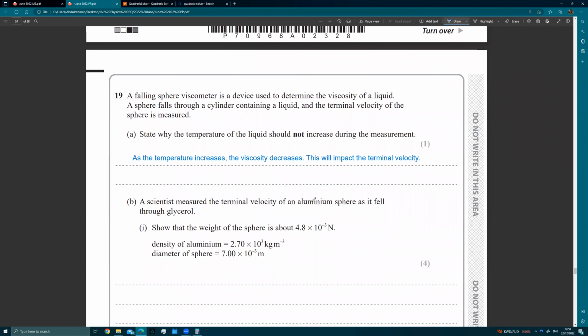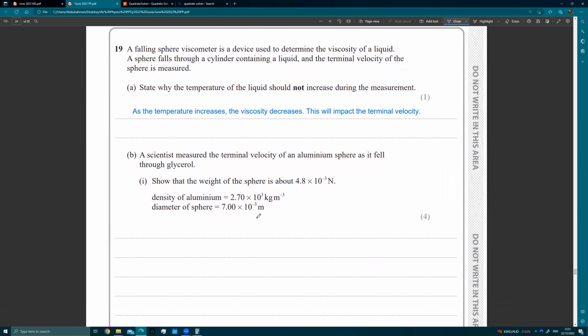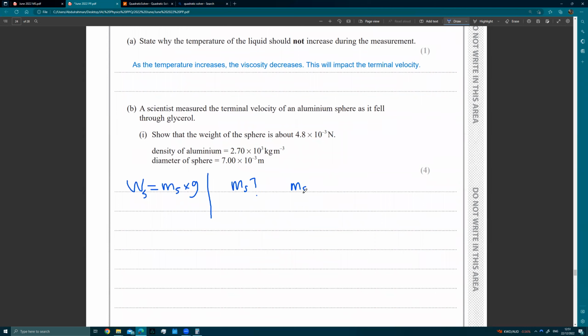A scientist measured the terminal velocity of an aluminium sphere as it fell through the glycerol. Show that the weight of the sphere is about 4.8. We know that weight is equal to mass times g, so we need the mass of the sphere. Since it's given us density and diameter, the mass of the sphere is equal to the density of aluminium, because the sphere is made of aluminium, multiplied by the volume of the sphere.